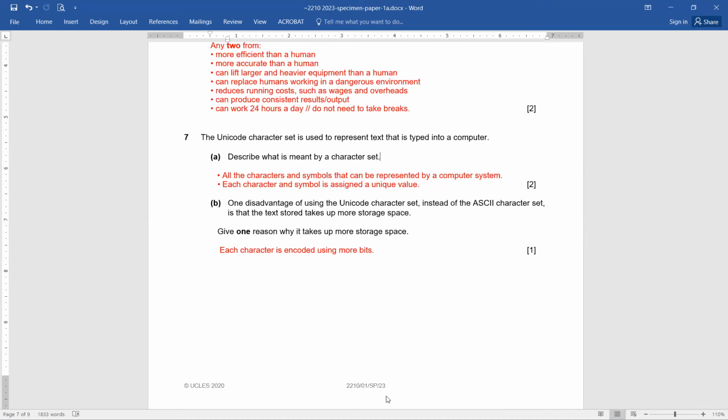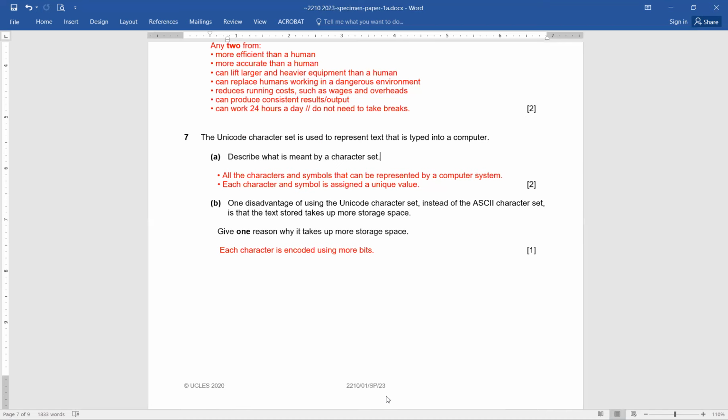Now remember that every single character, capital or small, is given a unique value. So no two letters, no two digits, no two symbols are assigned the same value. They all hold a unique value, and that is one of the biggest things that we need to remember.